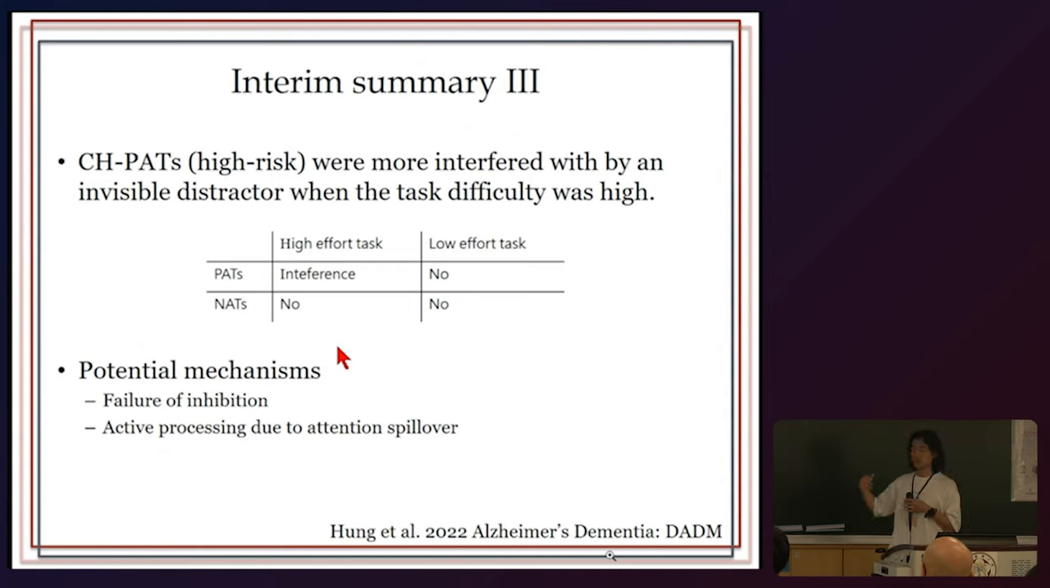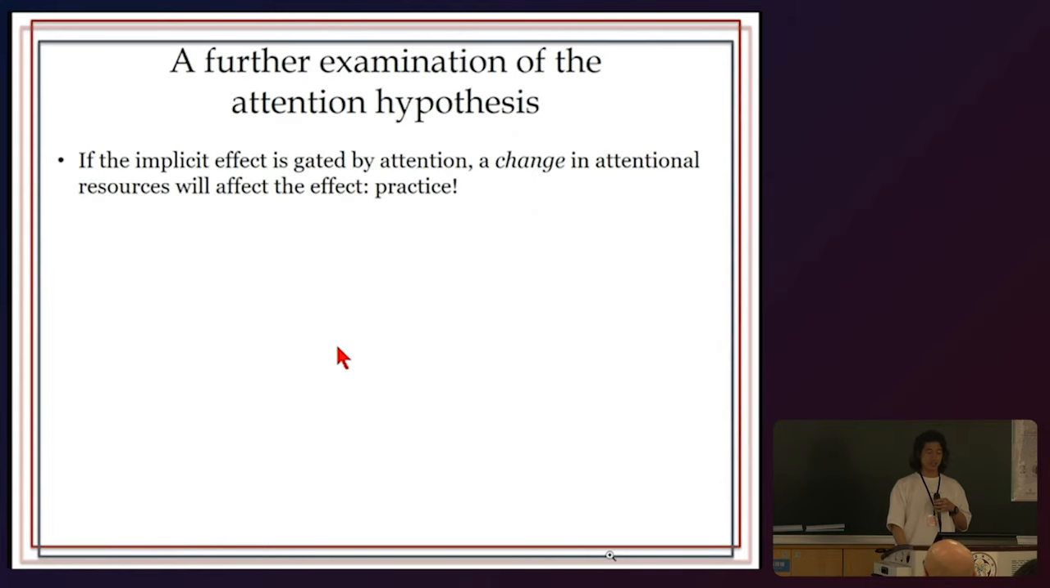Right, and this could be due to some sort of attention spillover, meaning that in the high effort or high load task, they need to focus a lot more attention on the task, and this attention actually translated to the unconscious stimulus. So again, to test that, we need practice. But like I say, I cannot ask them to do 1,000 trials in a session, but luckily, this is a longitudinal study. So they actually did quite a few sessions of this, which allows us to look at the change in attention resources.